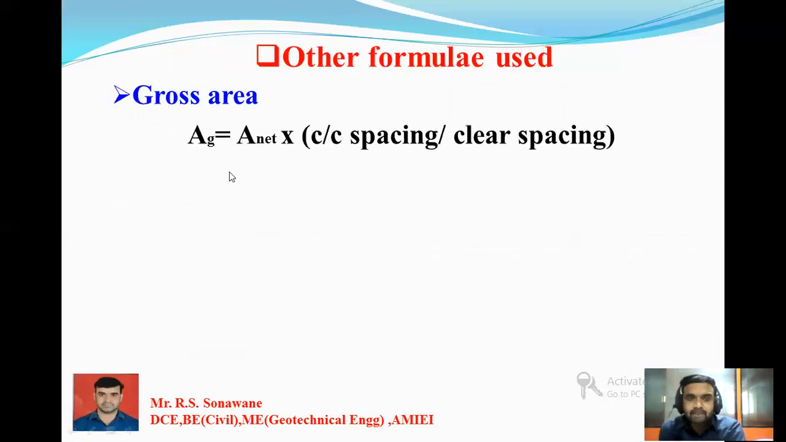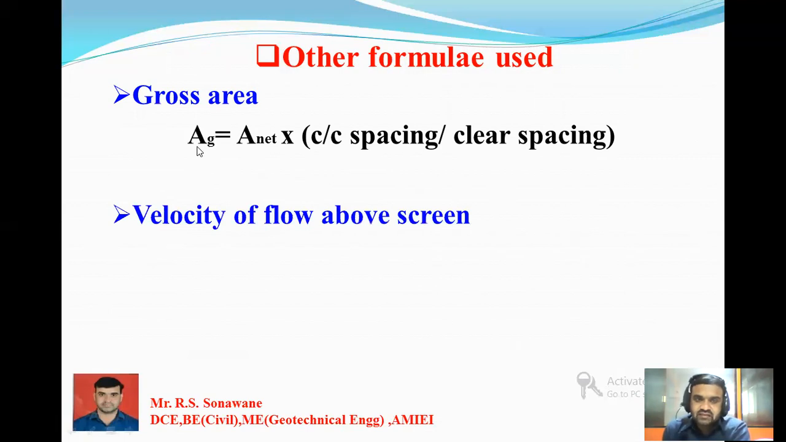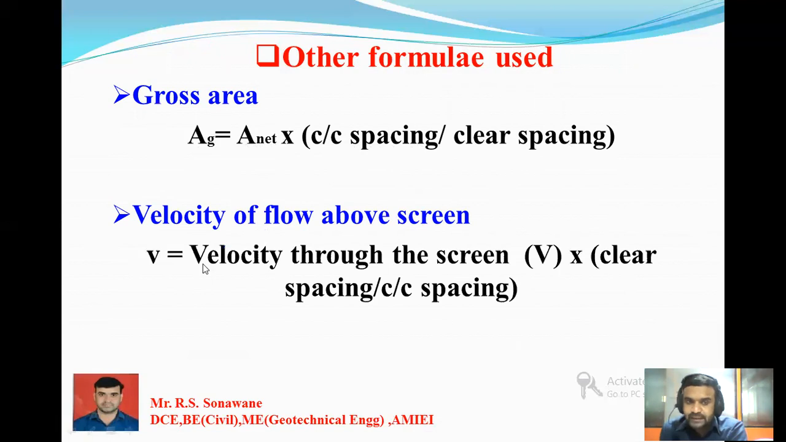Now, another important term in designing the screen chamber is the gross area. The gross area AG is equal to the actual area, also called the net area, divided by the clear spacing, and the velocity of flow above the screen. Next, the velocity of flow above the screen, small v, is equal to the velocity through the screen, capital V, times the clear spacing.